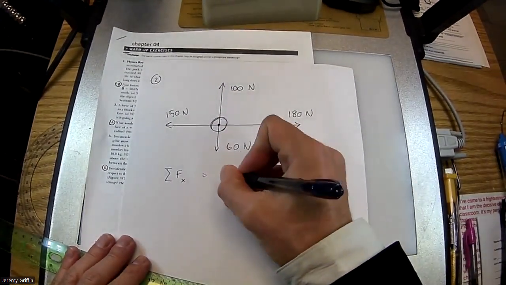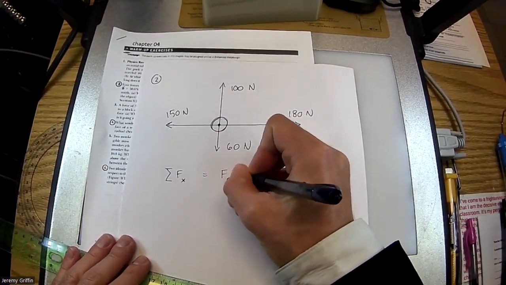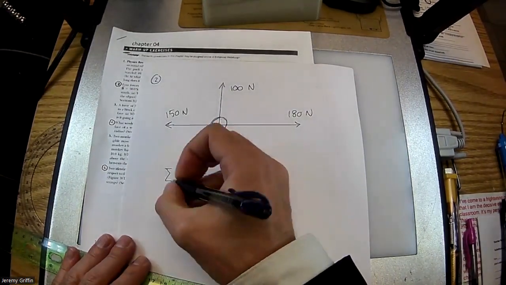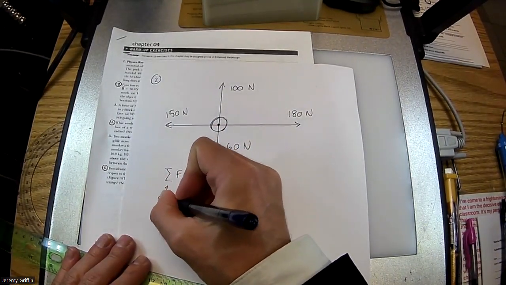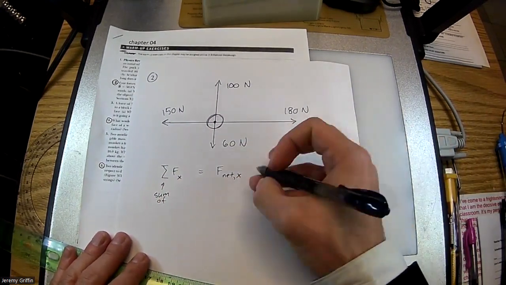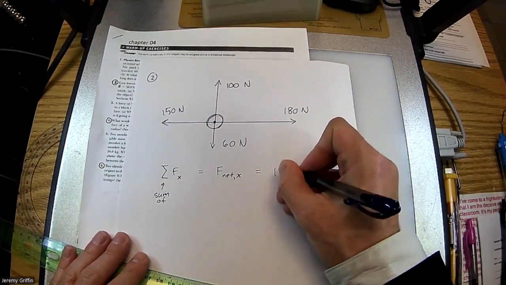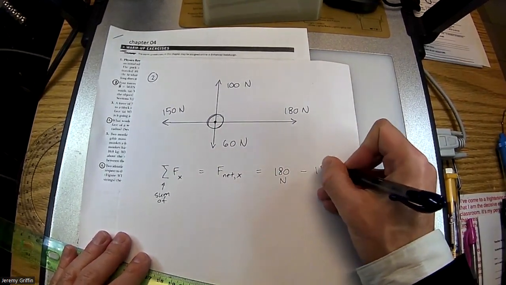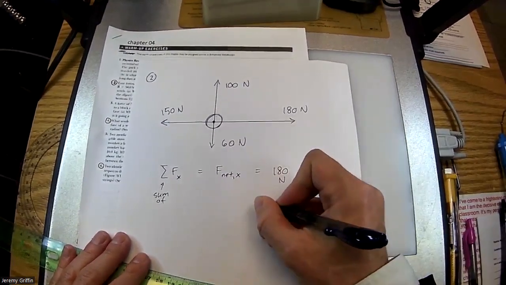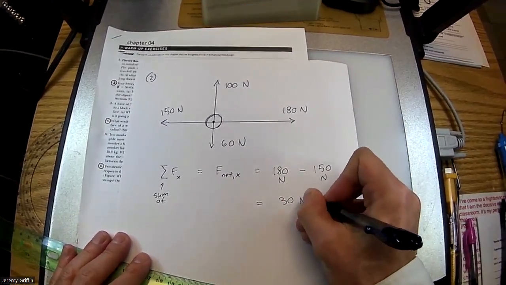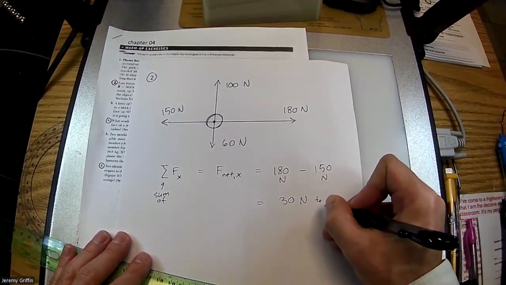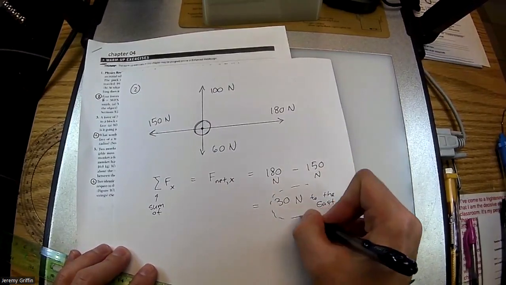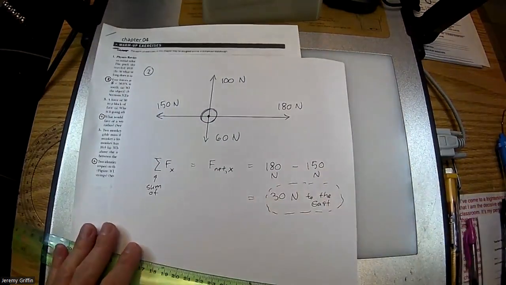That's also called the net force in the x direction. The sum of forces is the net force. Sigma is the sum of. So for us, that's going to be 180 newtons to the east, and then subtract 150 newtons to the west, which gives a 30 newton force to the east. Now that's just one component of the net force, on the east-west axis.